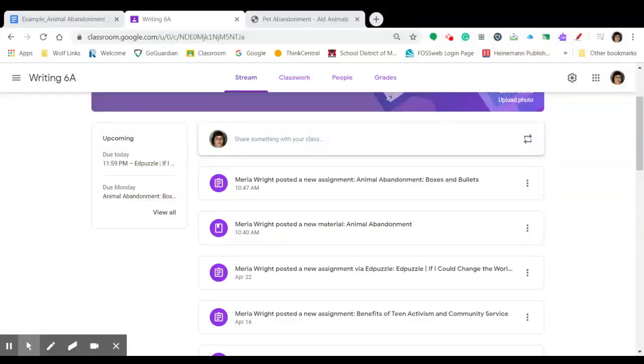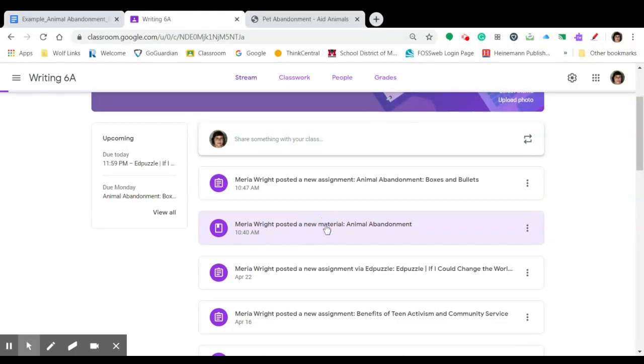Hi guys, I wanted to go over how to complete the boxes and bullets that we will be working on for the next week. The first assignment is about animal abandonment, and if you go onto your writing Google Classroom, you'll see there is a post for the boxes and bullets and a post for the material.